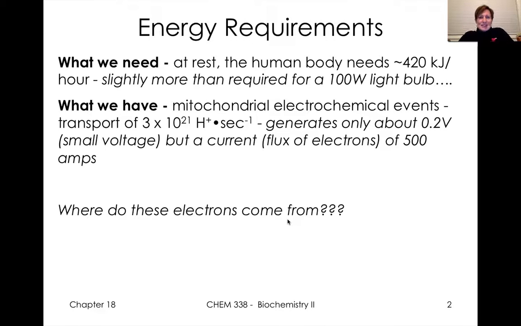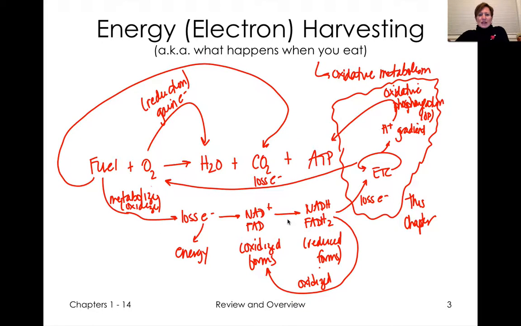As a neat starting point, if we think about what the human body needs at rest, it's a little bit more than is required for a 100-watt light bulb. So not that much, and we come about that energy using mitochondrial electrochemical events, transporting, and this is an astronomical number, 3 × 10 to the 21st protons per second. So again, reminding ourselves where those electrons come from.